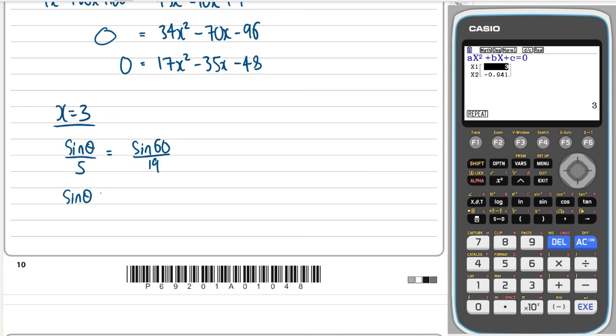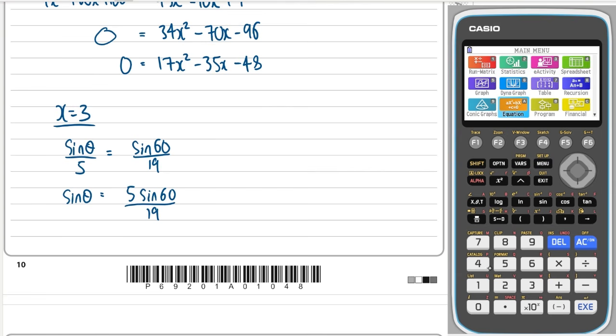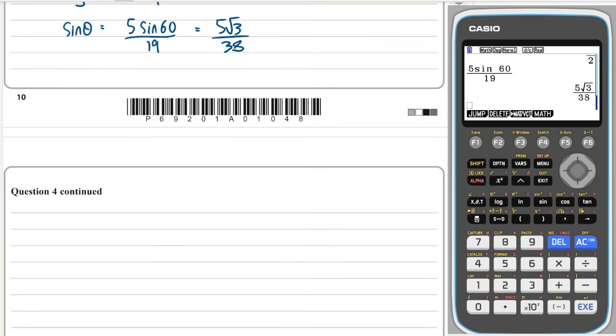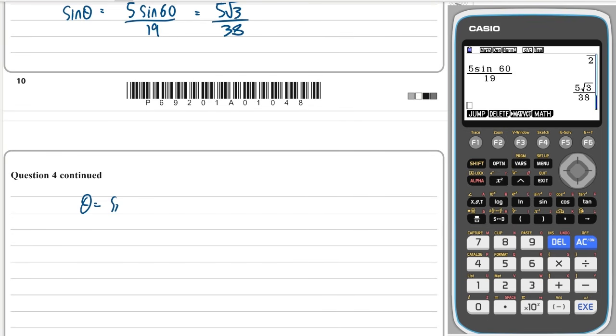Multiplying both sides by 5 gives me 5 lots of sine 60 over 19. We go to our calculator, into calculation mode, fraction button, 5 lots of sine 60 over 19. It gives us 5 root 3 over 38. And then to find theta, we just do the inverse sine of that.